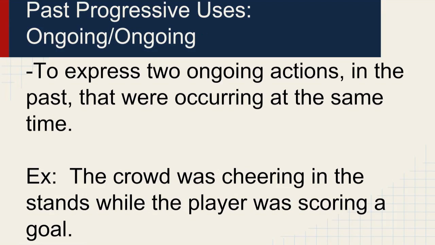A second use of the past progressive aspect is to express two ongoing actions. In the example, these both were happening in the past and were occurring at the same time. The crowd was cheering in the stands while the player was scoring a goal. For the comprehension check, you can mark sentences like this as ongoing/ongoing.